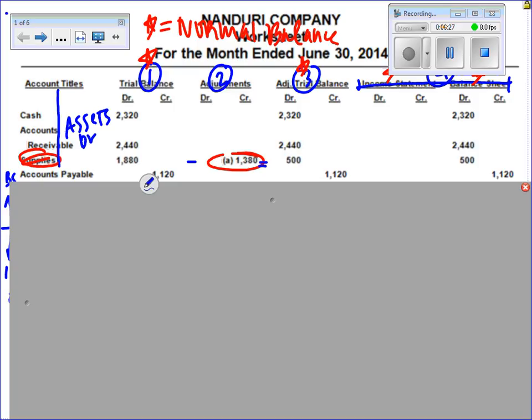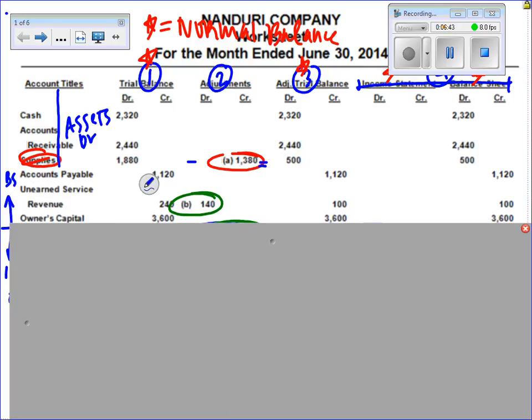So we take that 1,120. I don't see any road bumps along the way. We're going to take that 1,120 and simply drag it over. Because it was a credit in the trial balance, it's going to be a credit in the adjusted trial balance. It's the same, and that goes for all of the other ones.